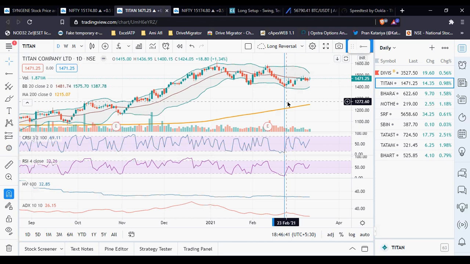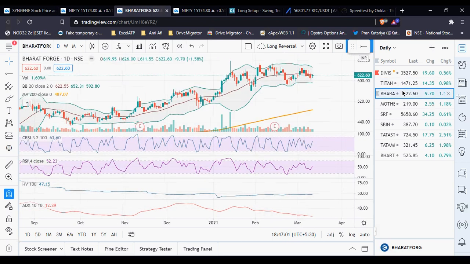So basically this setup, most of the conditions are right. Only two conditions which are not giving me a go for this setup are the historical volatility, which is below 40, and the ADX is below 30. So I'm not going for this setup.